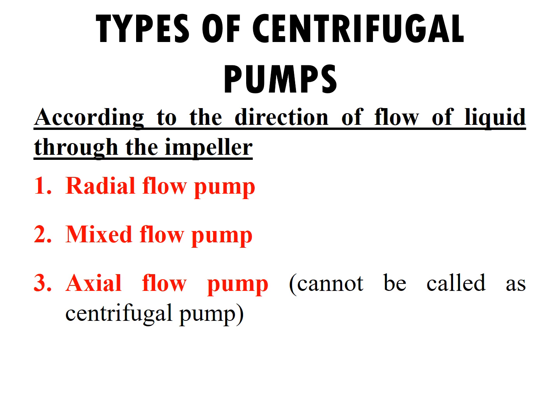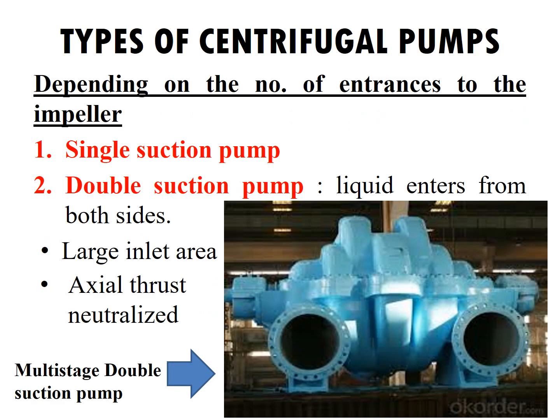Now according to the direction of flow, you can again classify it as radial flow pump, mixed flow pump, and axial flow pump. Strictly speaking, axial flow pump cannot be called a centrifugal pump. And again, another classification is depending on the number of entrances. We have a single suction pump and double suction pump. A double suction pump is shown in the figure, which will have large inlet area, and axial thrust will be neutralized.